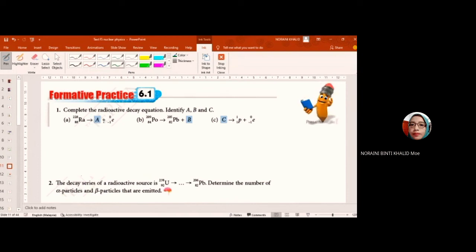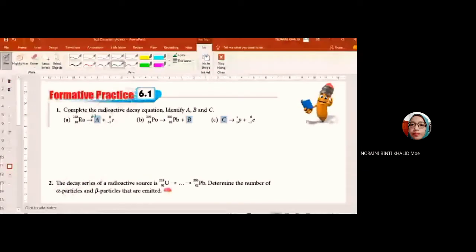So what is A here? It releases 1 beta. So for the new element produced, the nucleon number is still the same. The proton number increased by 1, to 89. So you can check what is the element with nucleon number 228 and proton number 89. Okay, B, polonium 209, 84. You can see the nucleon number reduced by 4 and the proton number decreased by 2. So what is this B?